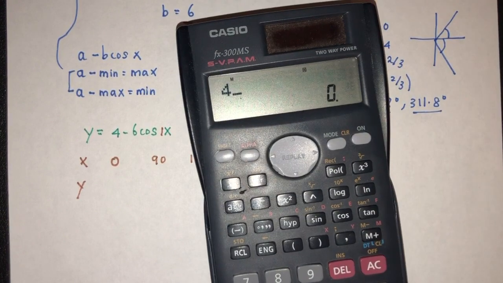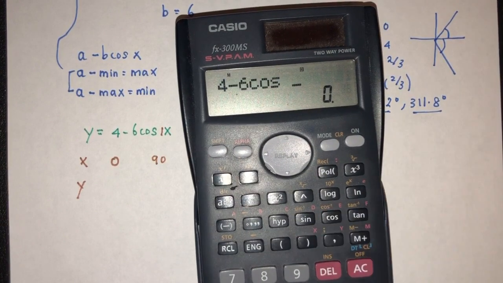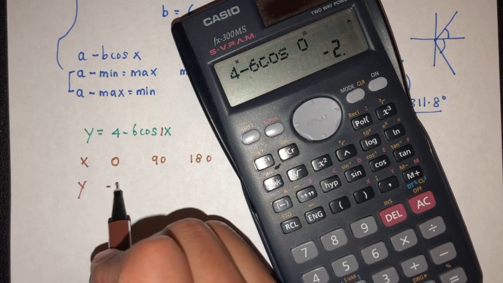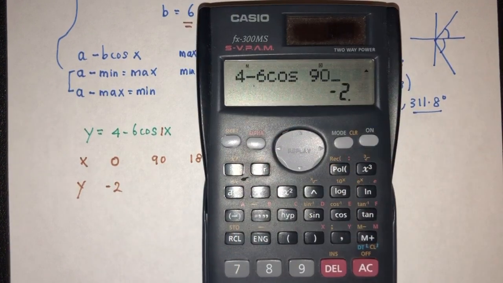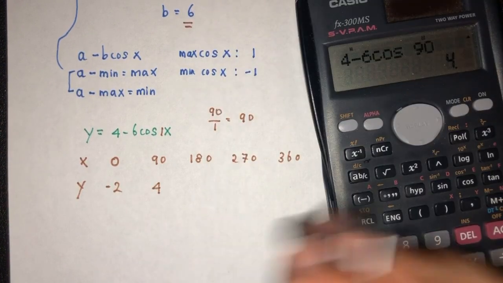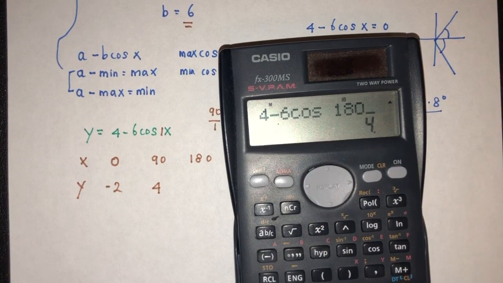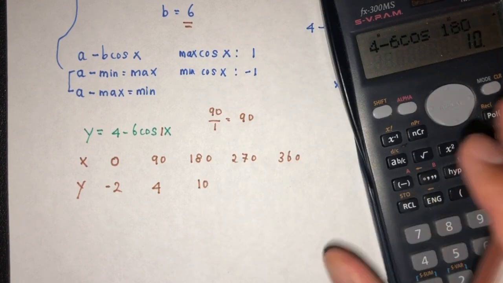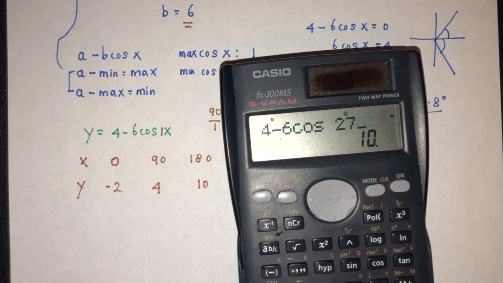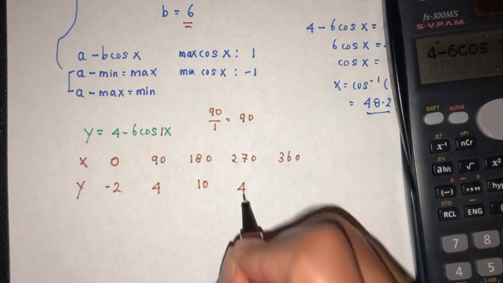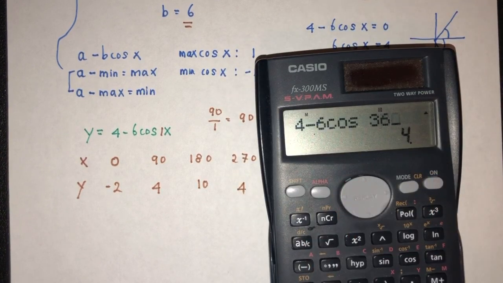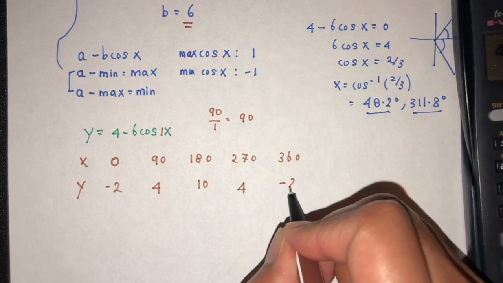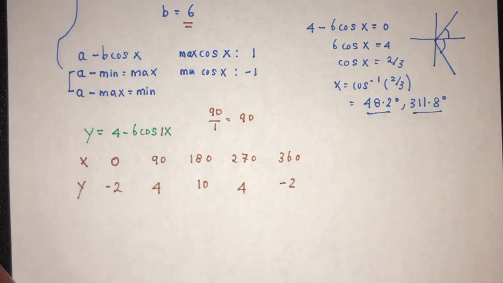So first thing first, we have 4 minus 6 cos 0. That should be -2. Cos 90, that should be 4. Cos 180, that should be 10. 270, that should be 4 as well. And then 360, that should be -2. Okay, so here we have our table of values. We can sketch the graph pretty easily.